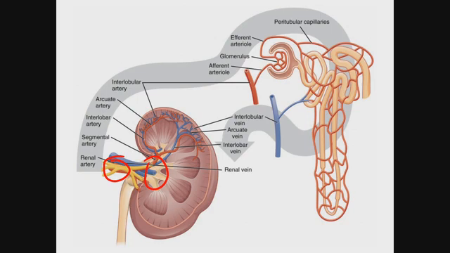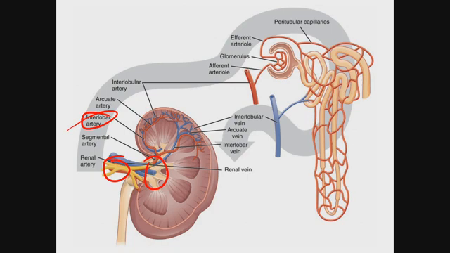Now as it goes, it branches into four basic arteries. Number one, you get the interlobar arteries. Why is it called interlobar? It is present between two lobes. Anytime you hear inter, you know that it means between. So it goes up to form the arcuate artery. It's called arcuate because it forms an arc. It looks like an arc.